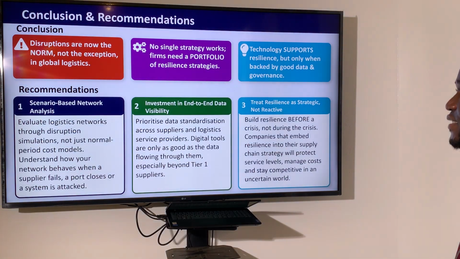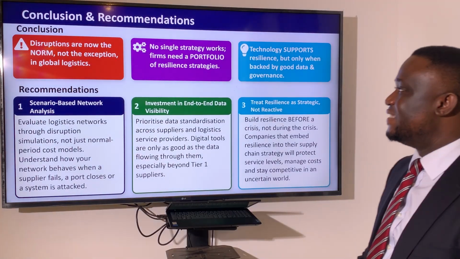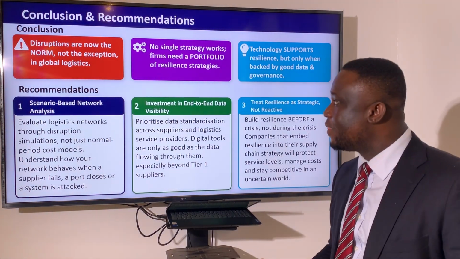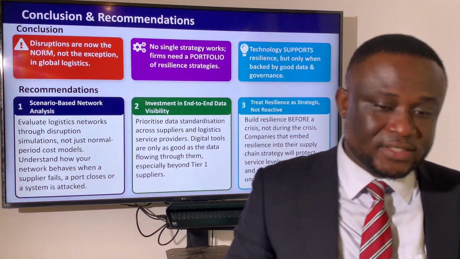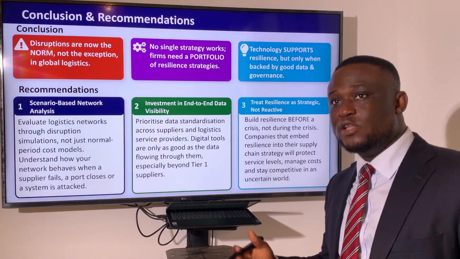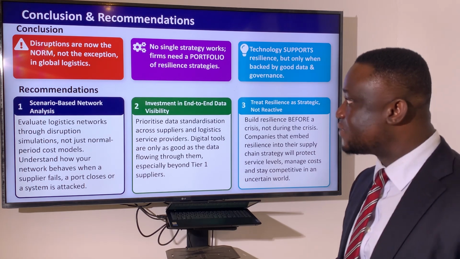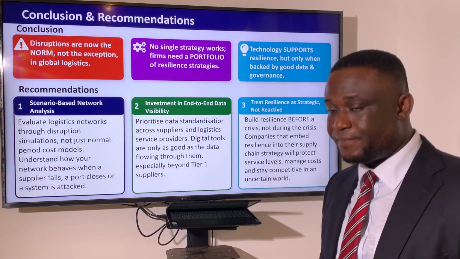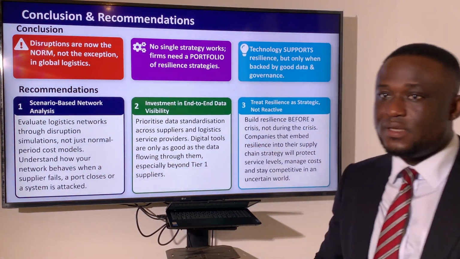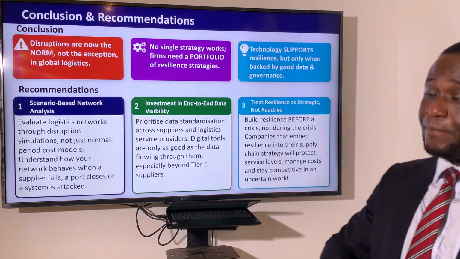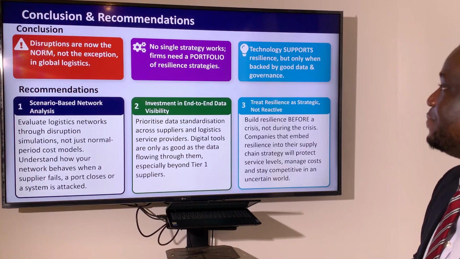Conclusions and recommendations. From the presentations, it has become clear that disruptions are now the norm, not the exception, in global logistics. As we intend to expand our logistical networks to the world and to more advanced places, we also need to agree with ourselves that disruptions are bound to happen. They are unpredictable. Geopolitical wars can happen in a minute. Climate change and natural disasters can happen in a minute.